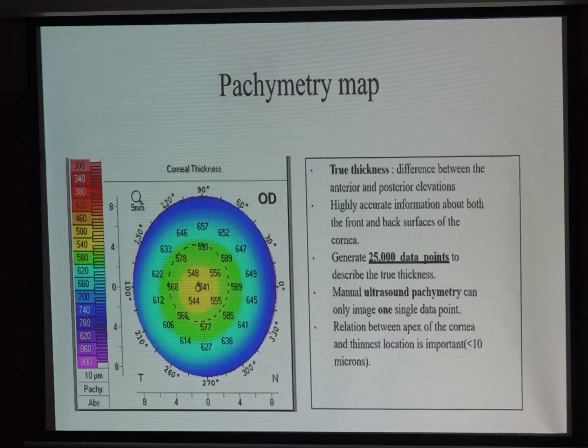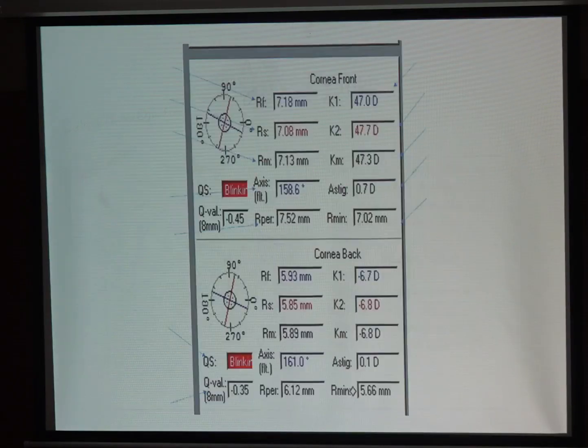Then comes the pachymetry map, which provides the corneal thickness. The Pentacam is actually providing the true thickness of the cornea, because it is measuring your anterior as well as your posterior corneal surface. So again, this is a normal pachymetry map. That is why the center of the cornea is green in color, depicting the normal cornea, whereas since the cornea is prolate in shape, the periphery of the cornea is a little thicker, and that is why it is showing in blue color.